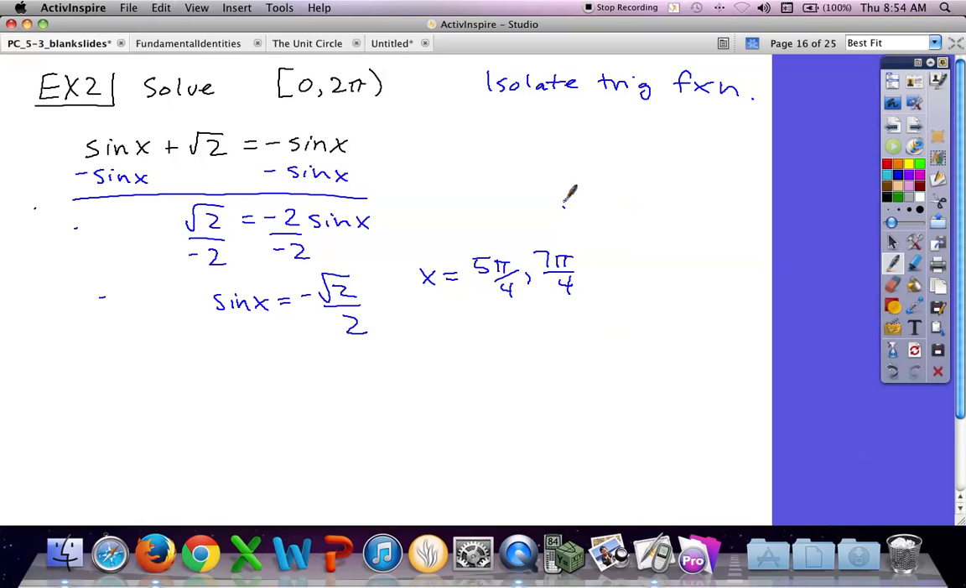And because you can see that it's a unit circle coordinate, then you should just think immediately to do that. Could you have done sine inverse of negative square root of 2 over 2? Yeah, unless the problem said exact, right? And then you wouldn't want to do that. You need to have it with the pi involved.